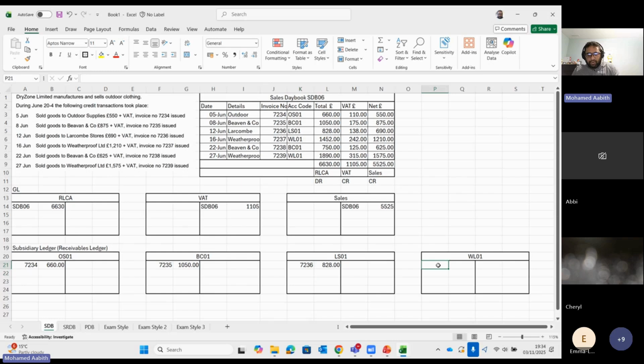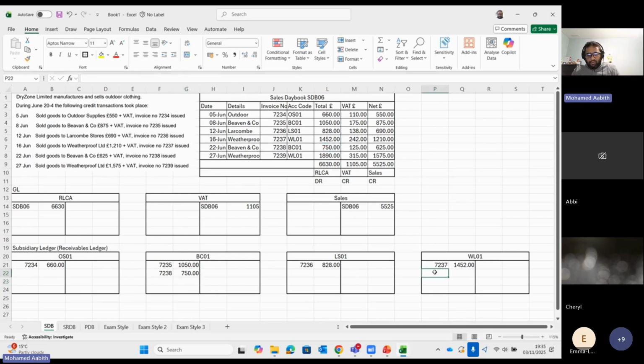Then we have the Weatherspoons, weatherproof. We have that invoice number, and that one is going to be equal to that number there. And then we have one more from B1 Limited. So here, that one is going to be equal to that invoice number. The amount is going to be equal to that number, £750.